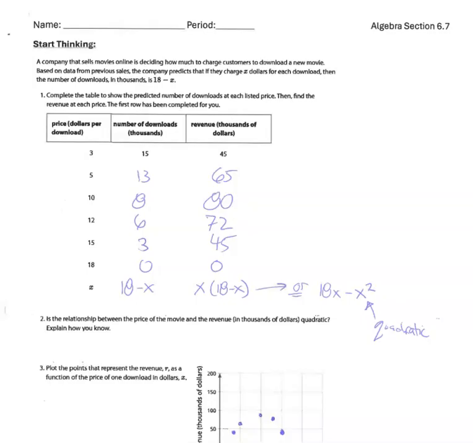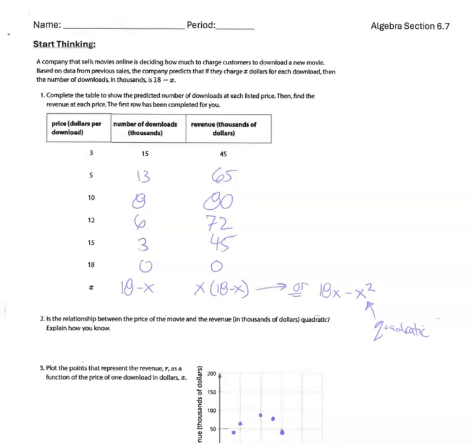So this first start thinking part says, a company that sells movies online is deciding how much to charge customers to download a new movie. Based on the data from previous sales, the company predicts that if they charge X dollars for each download, then the number of downloads in thousands will be 18 minus X, and they wanted you to fill out this table. So you fill out the table.